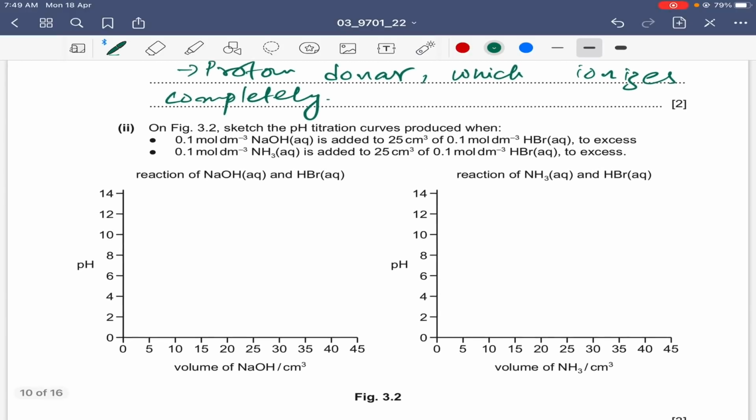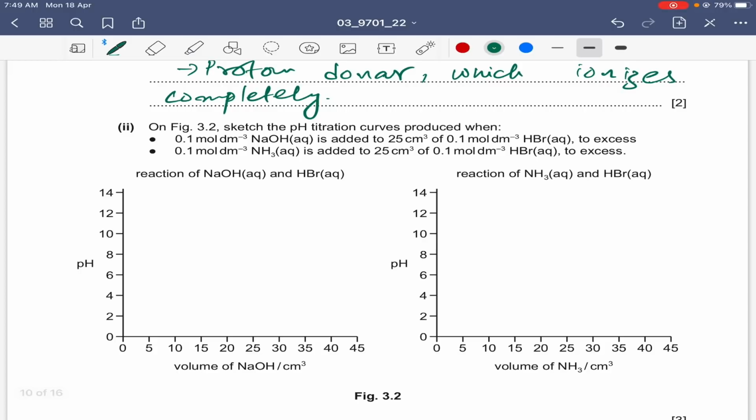All right, now the next part of this question, this is the pH titration graph, which is the new topic for the AS syllabus, as previously it was in A2. This was a topic of P4, but now it comes in P2. So this is the first time it is coming in P2. And the question is on figure 3.2: sketch the pH titration curve produced when 0.1 mole per dm cube NaOH is added. So that means NaOH is the titrant, added to 25 cm cube of 0.1 mole per dm cube HBr to excess.